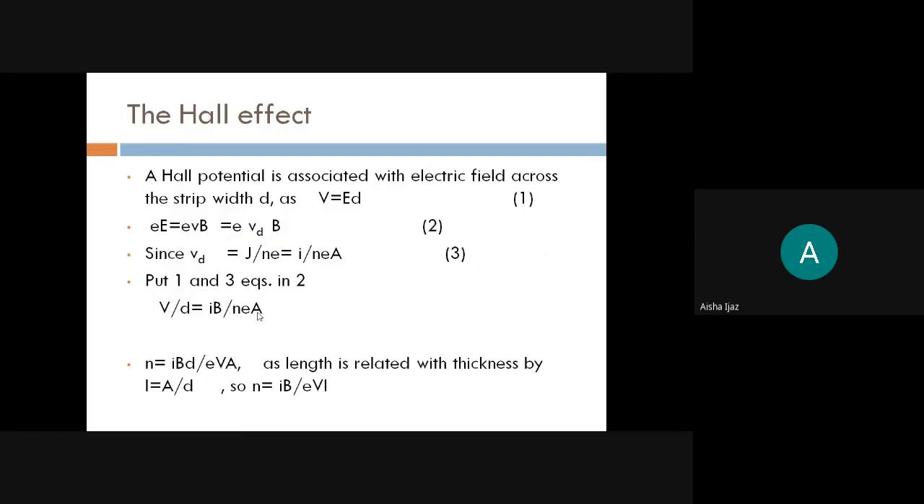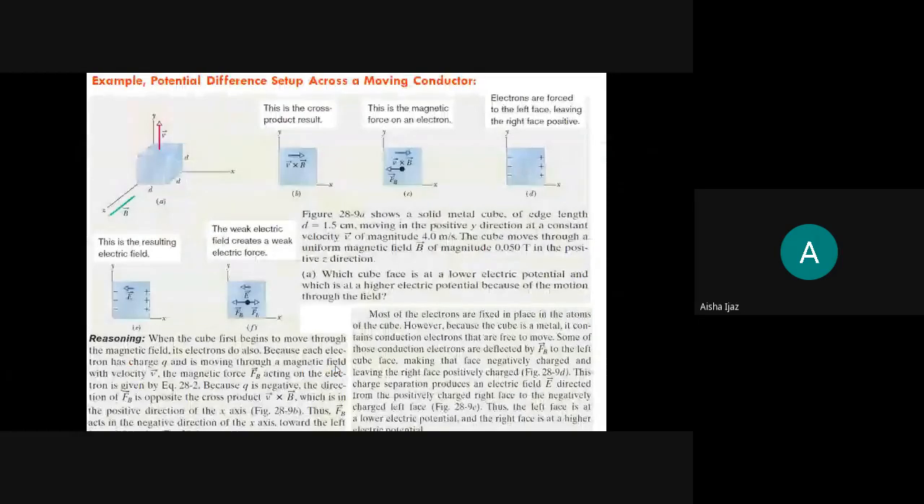Now, in a more simplified form, the area can be written as LD, where L is the length and D is the thickness. So in terms of length, you can replace it, and n is equal to IB divided by eVl. So the number density can also be calculated by using this Hall effect. I hope this Hall effect is clear to you. Now we are going to apply it to problems.